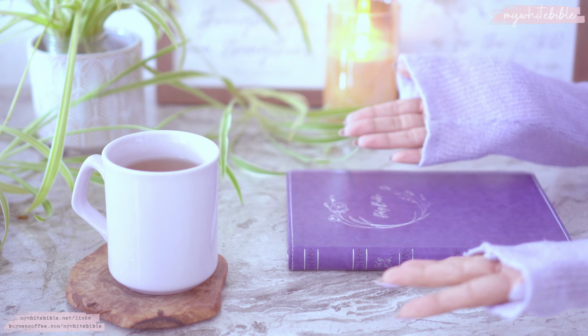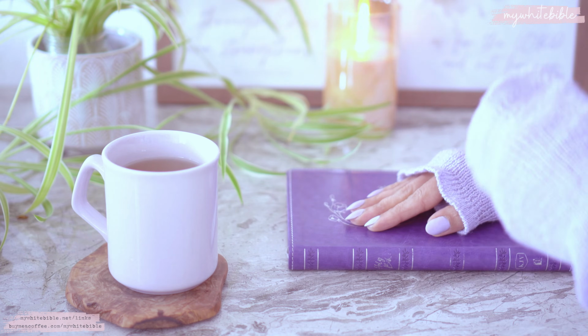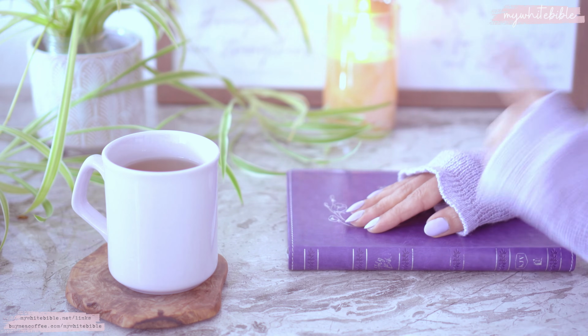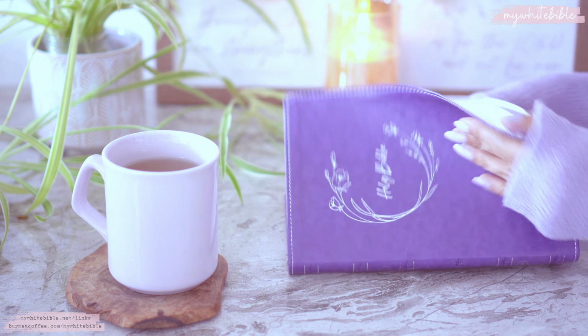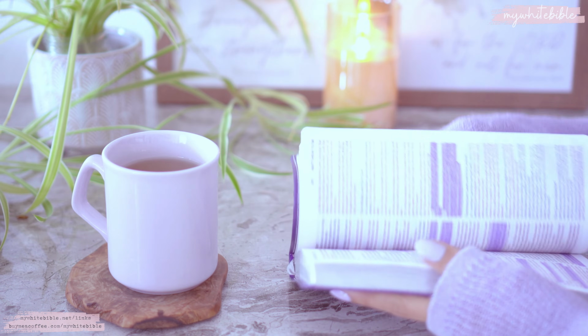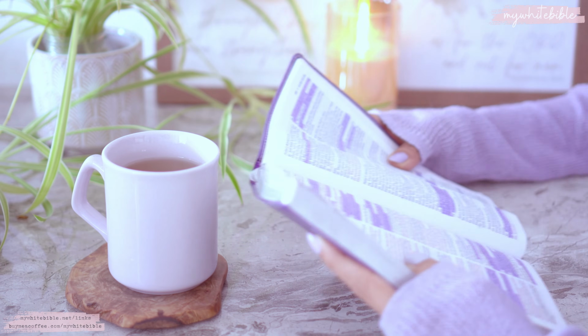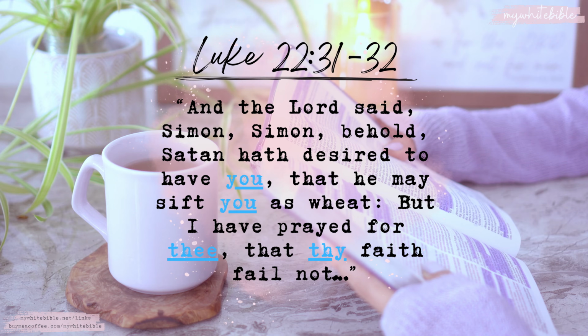So that's quite easy to remember, right? So a general you, your is multiple people. If you see the pronoun that starts with th, thou, thee, thy, thine, it's only one person. So let's look at an example together and you can see what I mean. So let's turn to Luke 22, verses 31 and 32. And the Lord said, Simon, Simon, behold, Satan hath desired to have you, that he may sift you as wheat. But I have prayed for thee, that thy faith fail not.